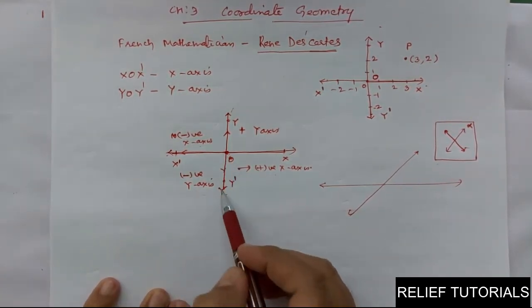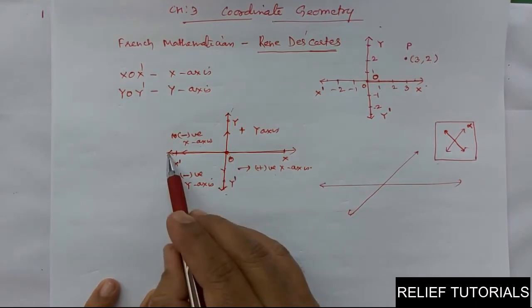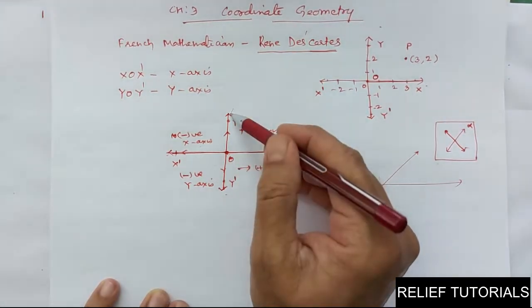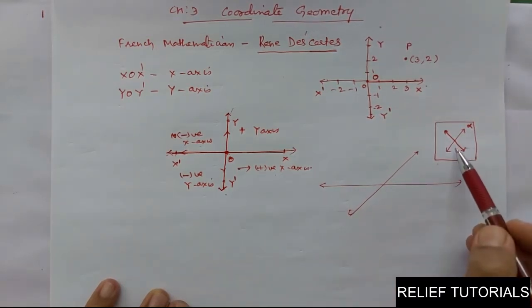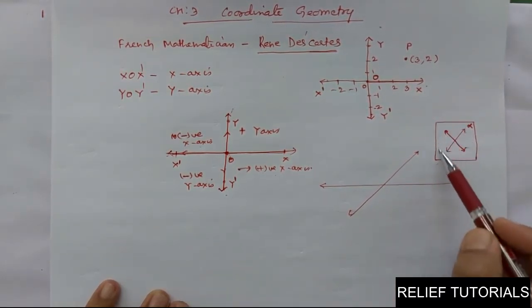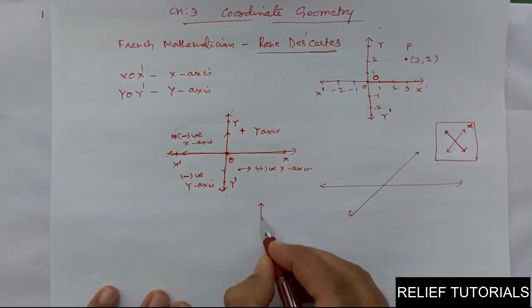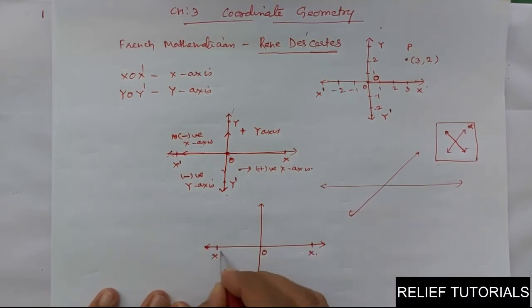So OY dash is called the negative direction of the y-axis, OX dash is the negative direction of the x-axis, OX is the positive direction of the x-axis, and OY is the positive direction of the y-axis. Clear? And for your information, I told you that two intersecting lines determine a unique plane. So these two intersecting lines will determine a unique plane, and that is called the Cartesian plane.